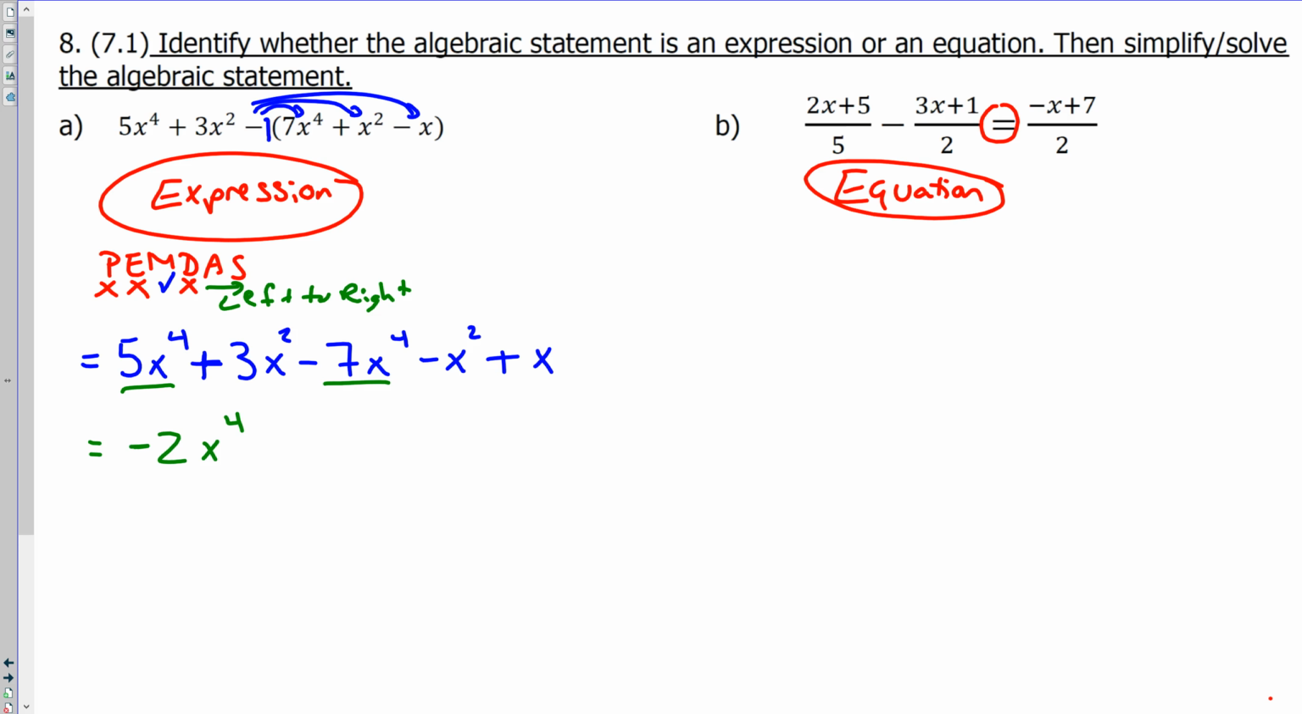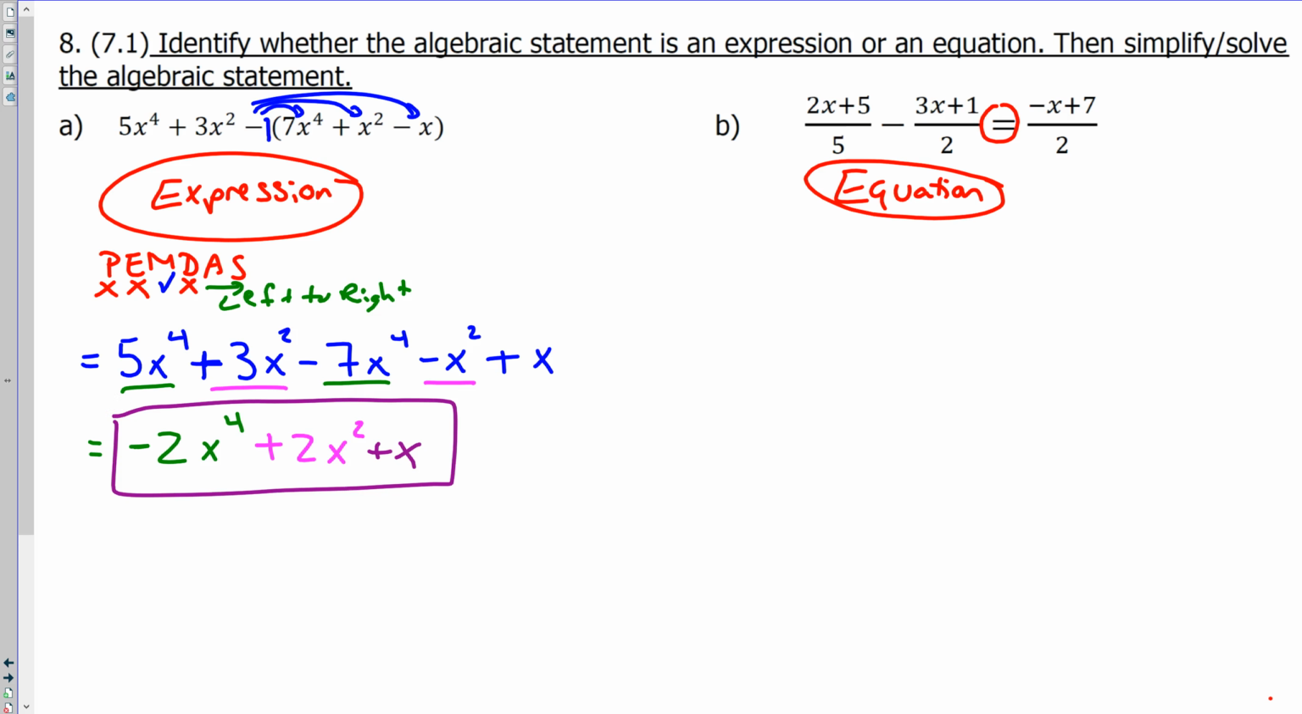Then I can look at squareds. I have 3x squared minus x squared. So again, those are like items. I can do 3 minus the 1, that's 2x squared. And then my x term is all by himself, right? There's no other x terms to combine, so he would just get carried down. And that is simplified as we can make it, so that would be our final answer for A.